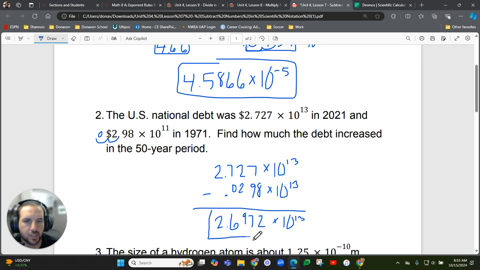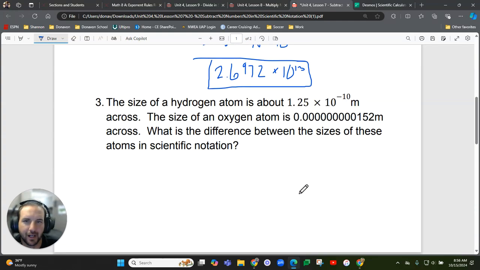So that is how much the national debt has increased from 1971 to 2021. That's like 26 trillion probably. I'm guessing that's what it is, don't really know for sure. I suppose I could write the number out, but right now I don't feel like it. We don't need to know what the number is because we're just leaving it in scientific notation. All right, question number 3.